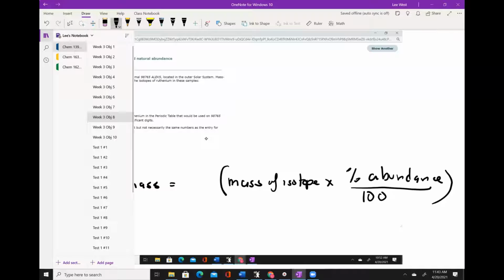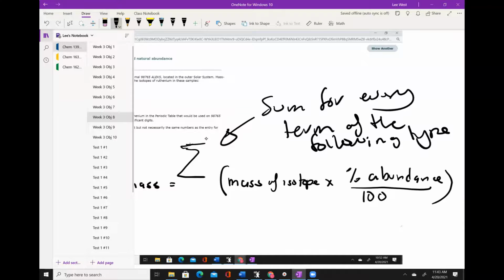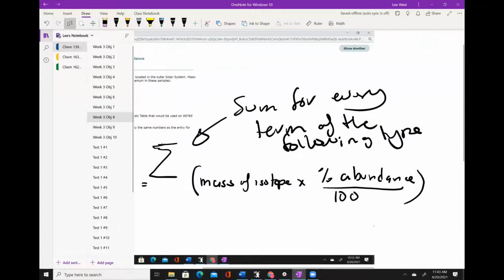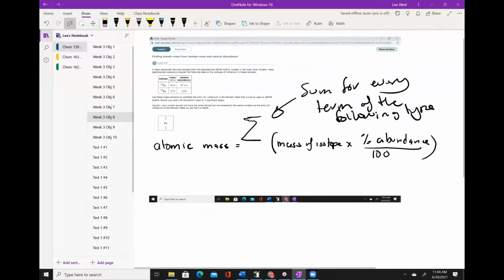And you're going to do that for every isotope, and then you're going to add them together, which we often indicate with this big letter. It's called sigma, which means sum for every term of the following type. So basically what that means is I'm going to do this for every isotope that's present. There were 2 of them. I'm going to calculate that, and then add them all together.